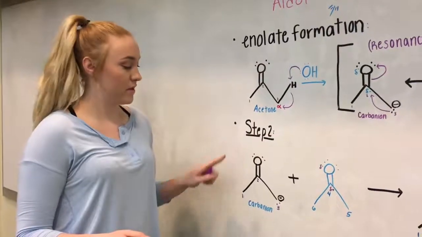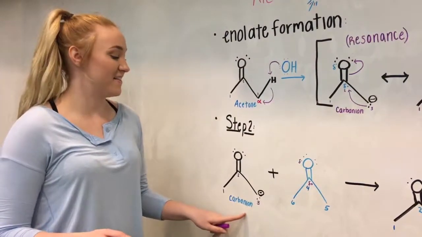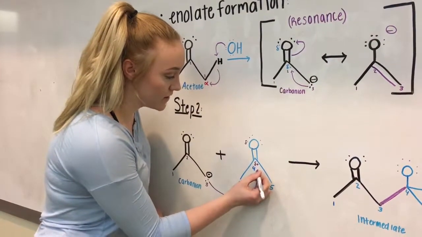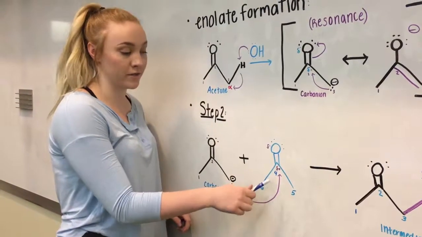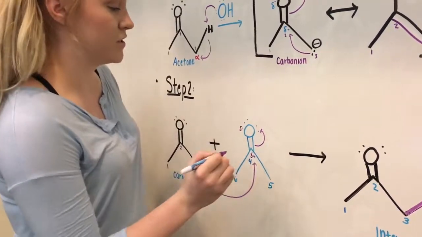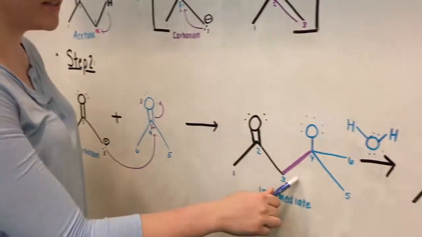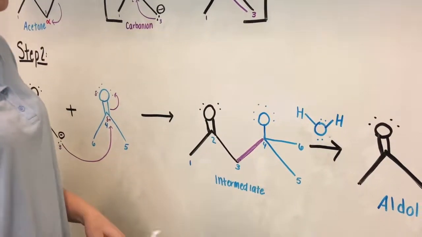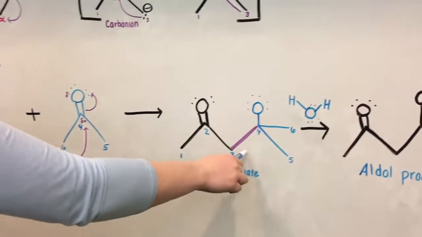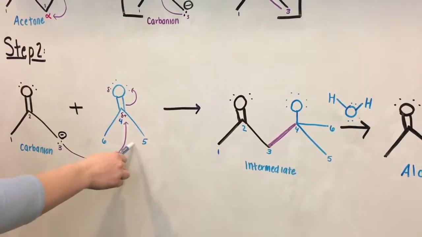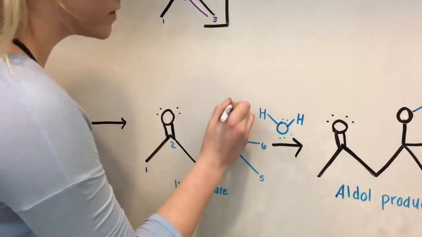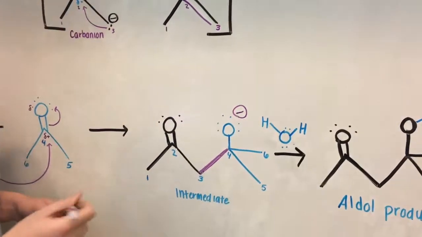In step 2, the third carbon on the carbanion acts as a nucleophile, attacking this partially positive carbon on the aldehyde or ketone, thus pushing this pi bond up on the oxygen, creating a new CC bond, as shown in purple. So this black part comes from our carbanion. The purple part is our bond we just formed, and this blue part is any 1 mole of aldehyde or ketone, thus creating a negative charge on this oxygen.